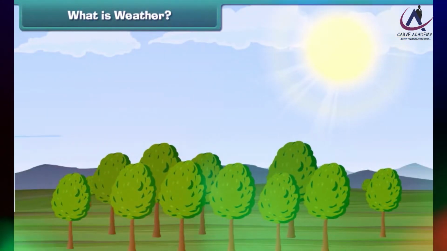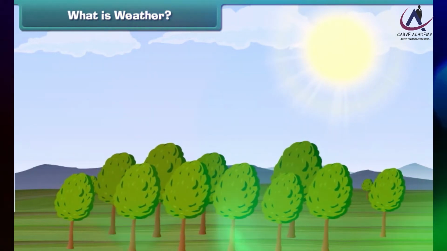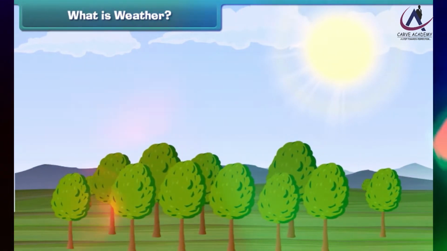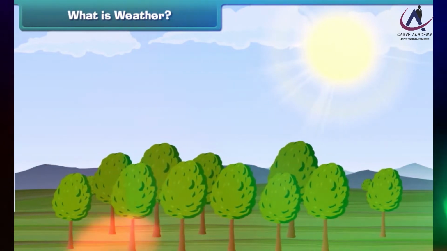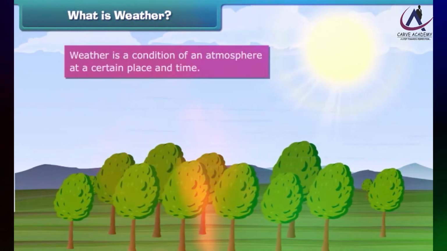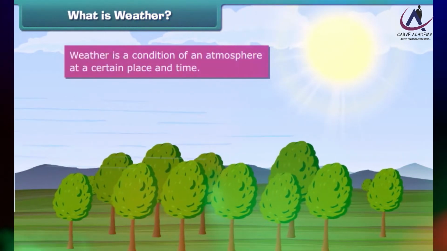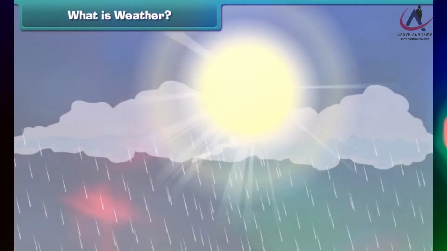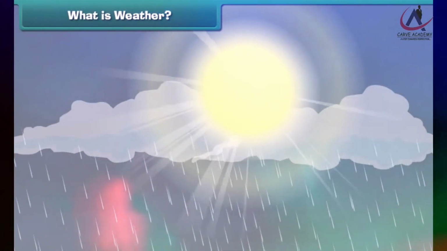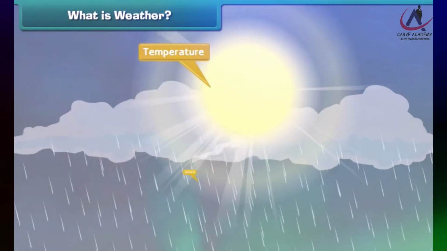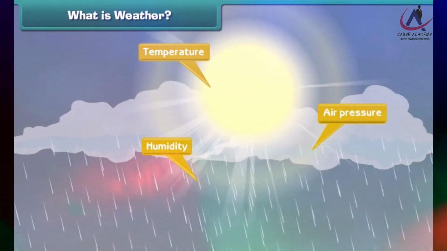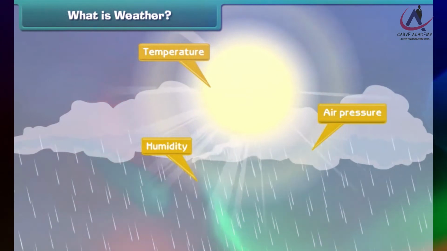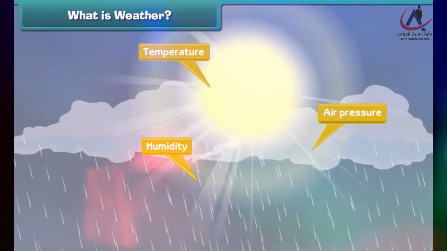Hey, did you check today's weather forecast? No? What is this weather? Basically, weather is a condition of an atmosphere at a certain place and time. Well, the weather depends on many factors such as temperature, humidity, and air pressure. Come, let us learn about these factors.